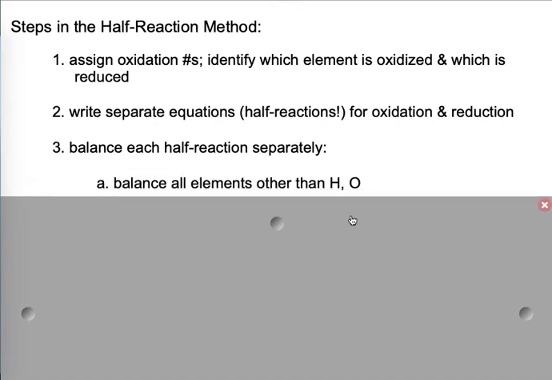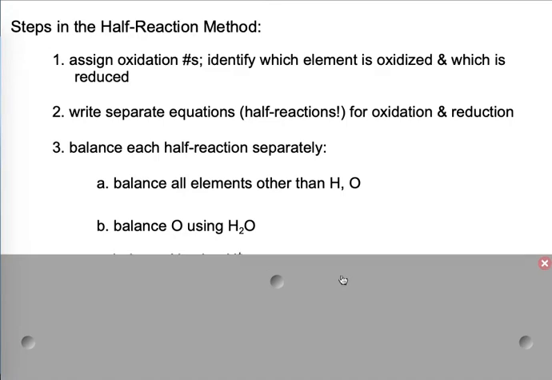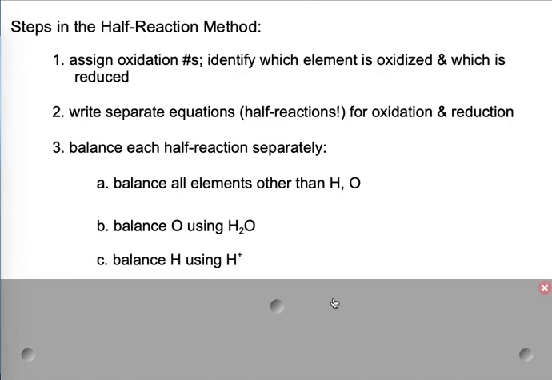Begin by balancing all elements other than hydrogen and oxygen, simply by using whatever coefficients you need. Balance oxygen by adding as many water molecules as you need to either side. Because these reactions occur in aqueous solution, you can use as many H2O molecules on the reactant or product side as you need in order to balance oxygen. Balance hydrogen by adding hydrogen ions, H+. We'll begin by considering reactions that occur in acidic medium, meaning that there is an excess of hydrogen ions, so simply add as many H+ ions to either the reactant or product side as you need to balance hydrogen.